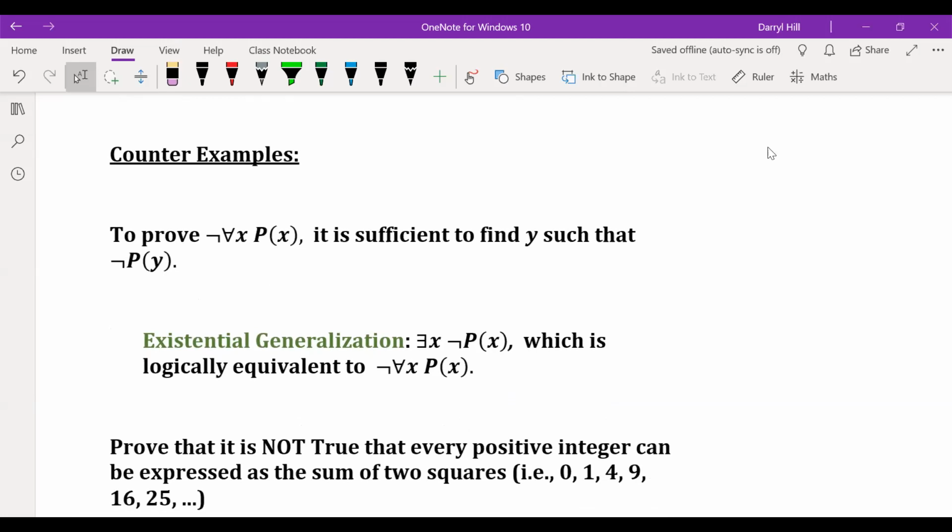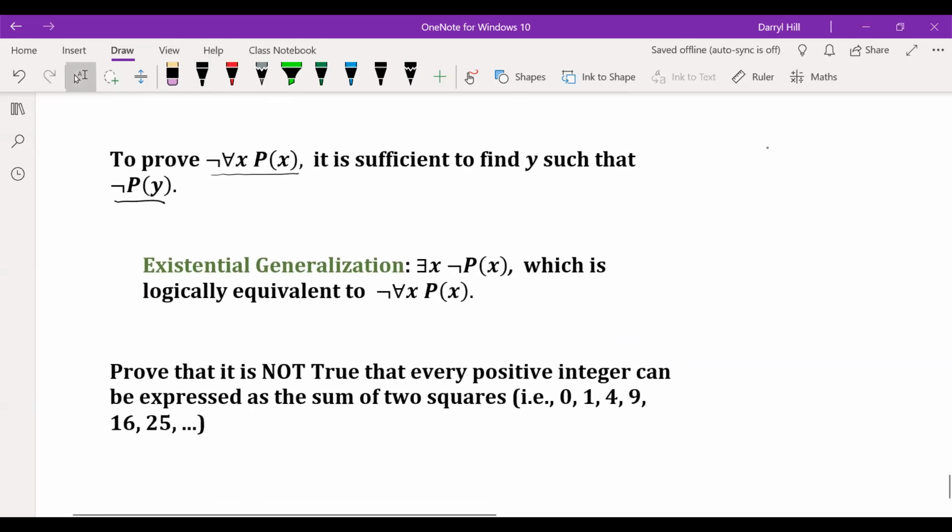I'll think of something. So to prove that not for all x, p of x, it is sufficient to find a y such that not p of y is true. So we're going to find a counterexample. So I say, well, all fish live in the sea, and you say, well, no, this fish lives in a lake, so therefore what you said is false.